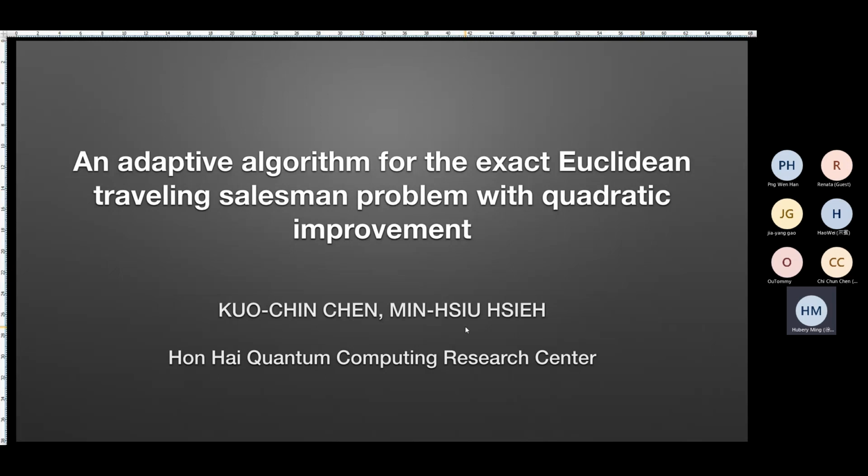We design an adaptive algorithm to solve exact Euclidean traveling salesman problem, and we obtain a quadratic speedup compared with the best algorithm up to date.